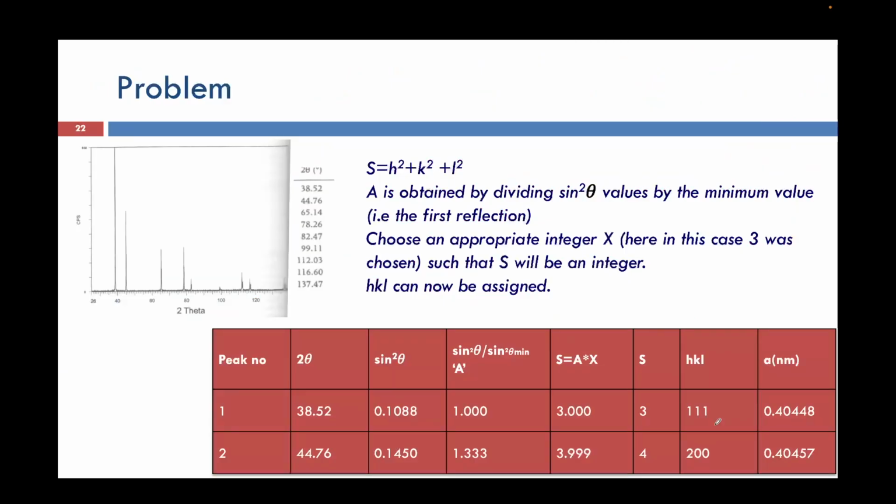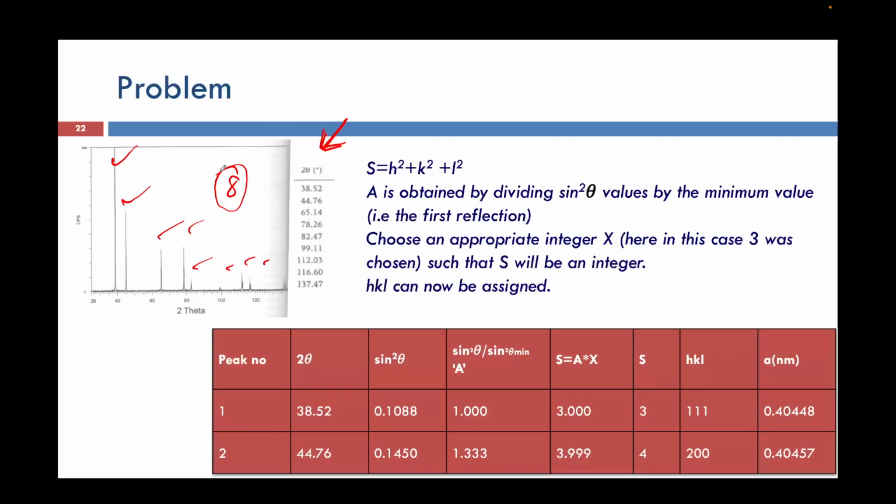Now coming to another problem, we will try to solve the same thing here. This kind of question might come in an examination. Only 2 theta values are given, which I have taken from a book, nothing else. So from 2 theta, how will you index each of these peaks? There are 8 peaks: 1, 2, 3, 4, 5, 6, 7, 8. How will you index those 8 peaks?